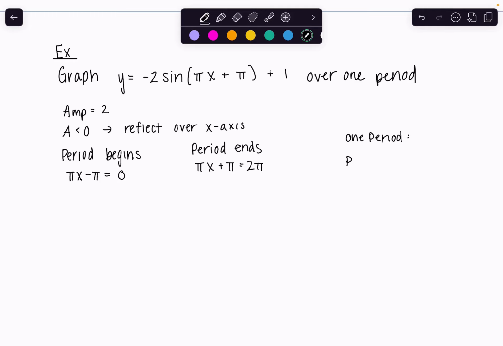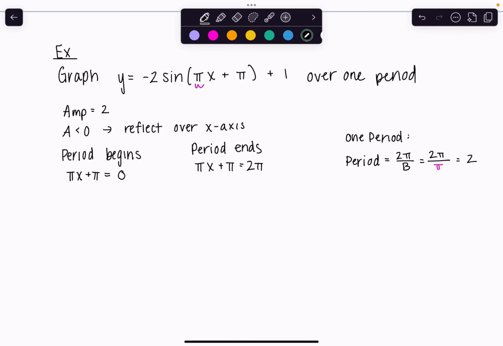And then to actually get that period length, again, remember, we can subtract the 2, but it's 2 pi over b, which in this case, the value of b is pi. So it's 2 pi over pi. My period will have length 2. Okay. So again, to figure out what specific numbers I graph over, we're going to go ahead and solve these two equations.